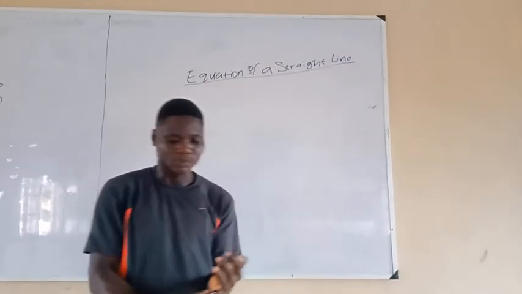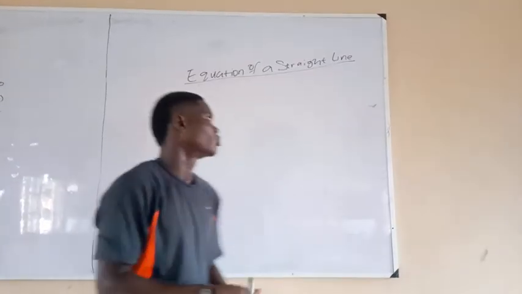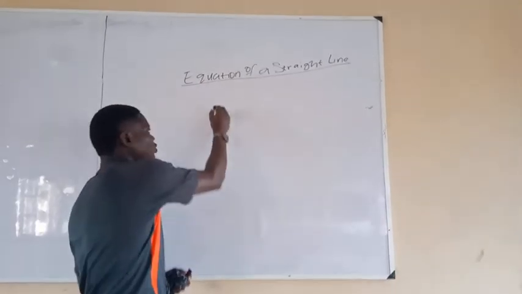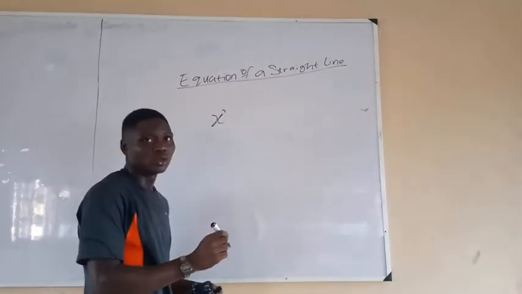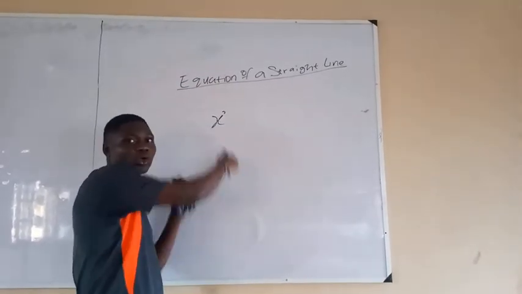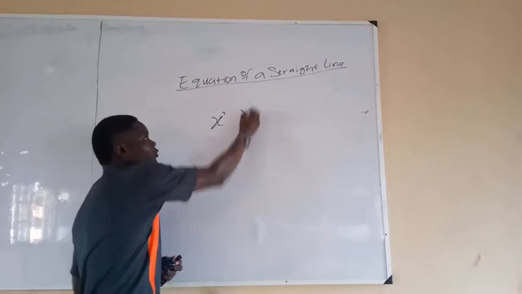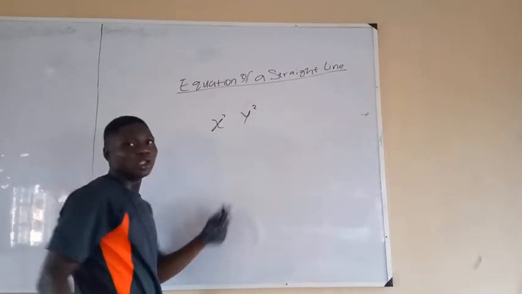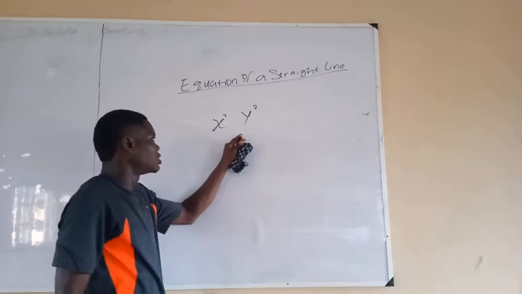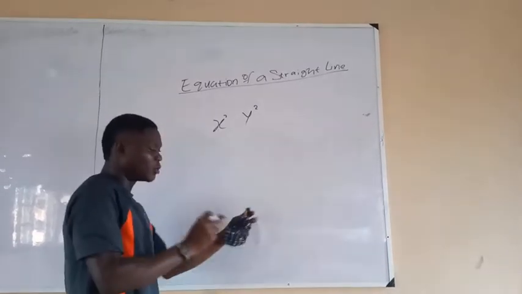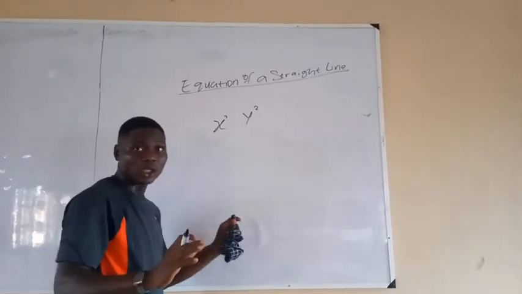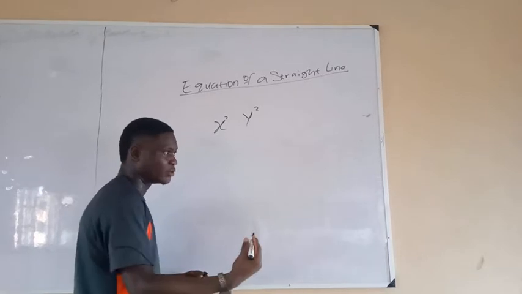You must check out for the power of the variables x and y. If the power of the variable is 2, it is no longer a straight line, it becomes a curve. If the power of this other variable is 2, it is no longer a straight line, it is a curve. But when the power of x and y are 1, you call that line a straight line.